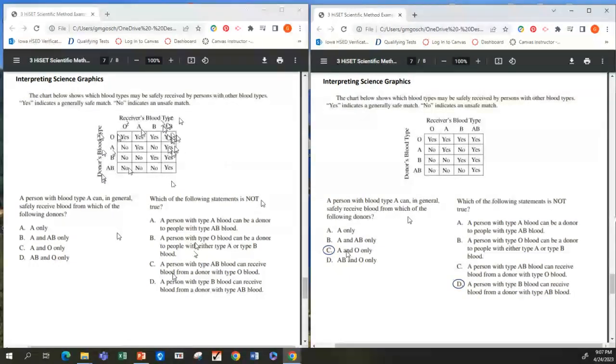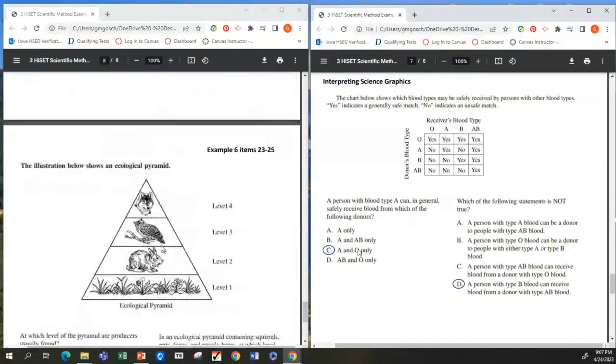A person with type B blood can receive. So again, I'm looking at the B column here, and they can receive from type AB. I go down there, and that intersection says no. So that is our false statement. That's the statement that is not true.